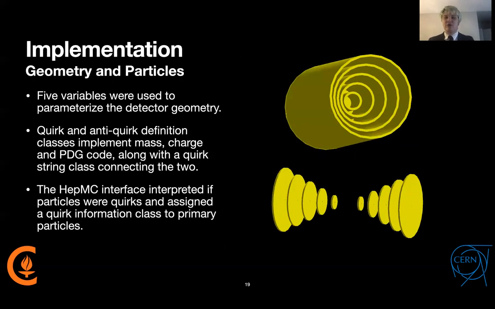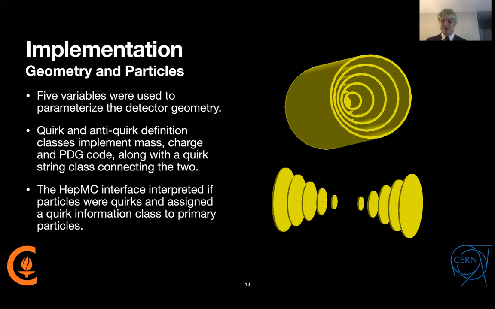We now go to implementation. For geometry, we used 5 variables to parameterize the CMS detector geometry: the internal radius, the distance between the cylindrical chambers, the radius of the holes on the lids, the number of chambers, and the thickness. This was simple to implement by just editing the example code, and this ran successfully.